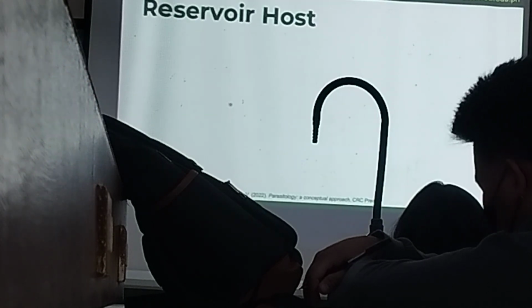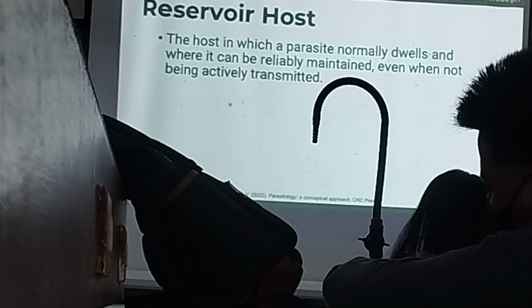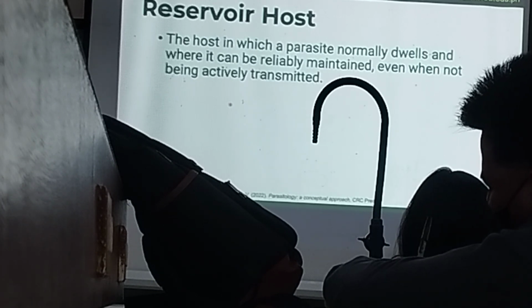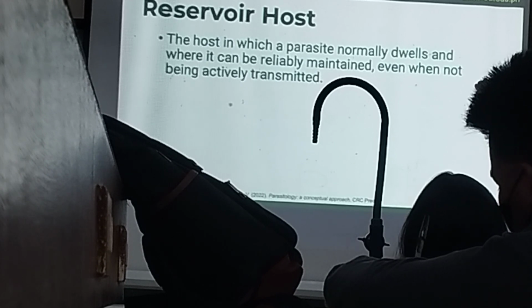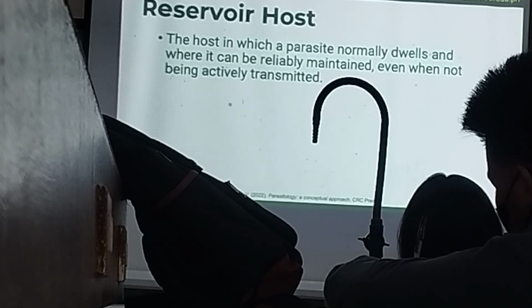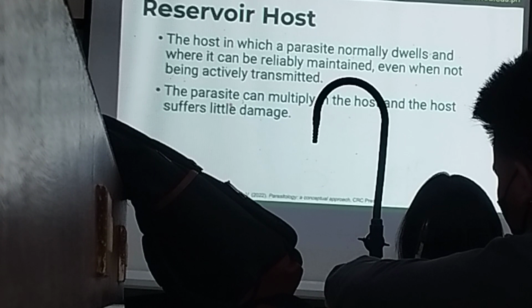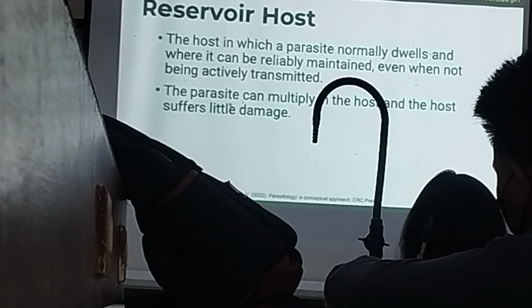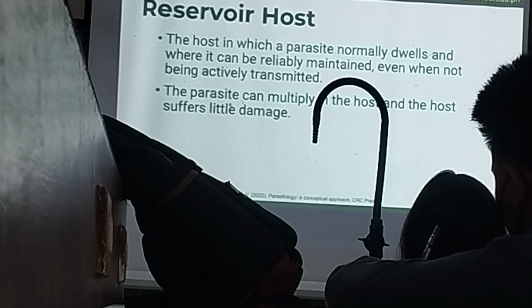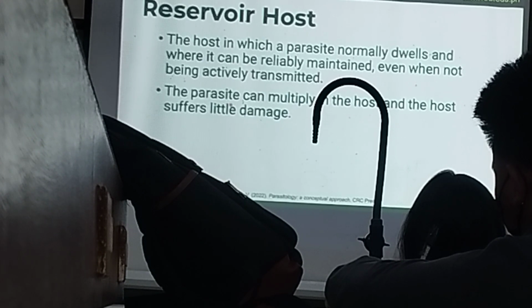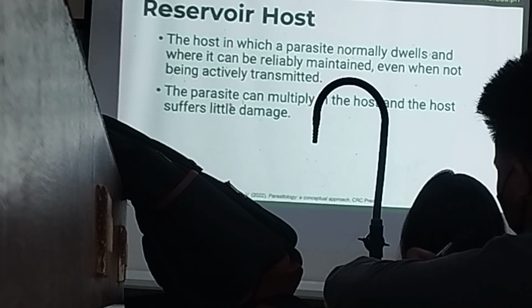We also have the concept of reservoir hosts, where the host in which the parasite normally dwells and where it can be reliably maintained even when not being actively transmitted. This is more of the impact of the parasite to a certain population of hosts is not super detrimental that it could lead to death. So it supports the survival of the hosts. I think the keyword for reservoir hosts is reserve. So there are hosts that harbor the parasite but are not affected in a severe way. Maybe there are some subclinical and a little bit of clinical manifestation, but the thing is they maintain the circulation of the parasite.